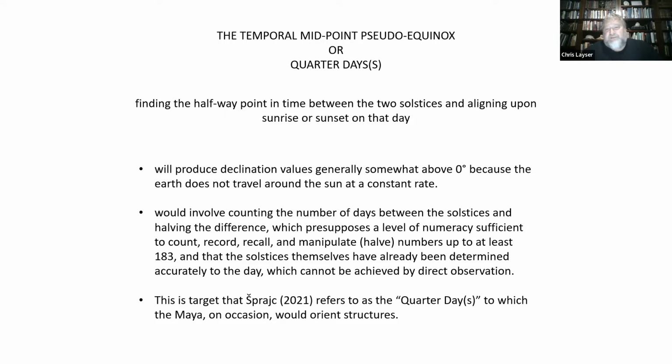So to find that and to determine the day between those, Ruggles says it has its own problems. What we're going to see is this is the exact target that Sprock is talking about when he talks about quarter days in the next paper. But this is also one of the four what I'll call pseudo equinoxes that Ruggles talks about people assuming that the orientation is pointed to.